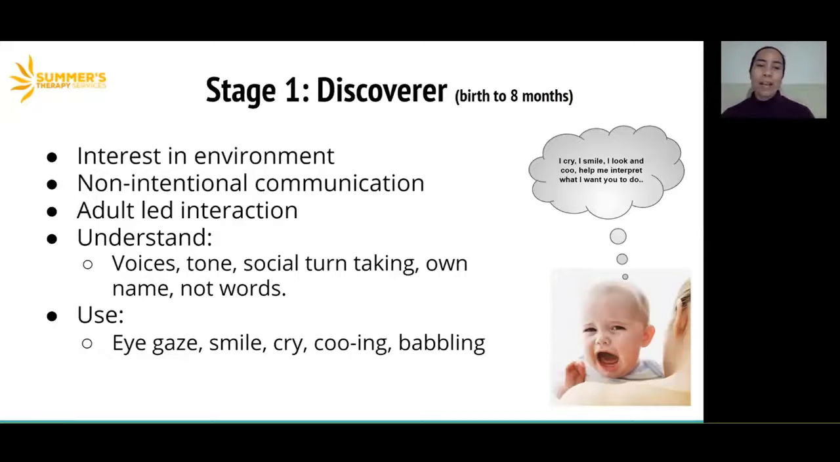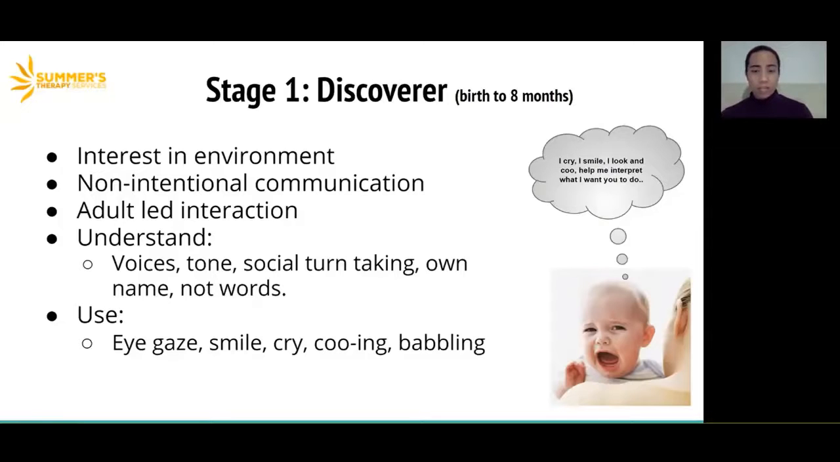And at this point, they are able to understand your voices. They can start to differentiate mommy's voice, daddy's voice, different people's voices. They can understand tone. So if you go, no, not like that, they can understand an angry tone versus, oh, look at that. They can understand the difference in that tone. They can understand social turn taking, like you look at them and they pause, and look back, and look at you again. So they're able to understand the basics of it, but not so much words.